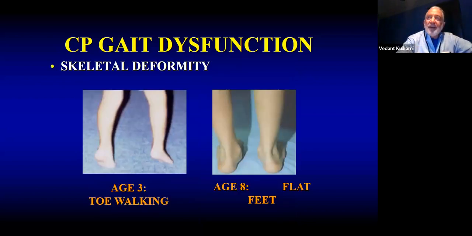So on the left, we see a child at age 3 with bilateral CP who is walking on her toes. Her feet look pretty good relative to foot shape. She's just on her toes from tight plantar flexors. By age 8, the child may be walking with their feet flat on the floor, but look at how they got there. The heel cords are still tight, the hind feet are in valgus, the arches are collapsed, and the forefeet are clearly pronated.